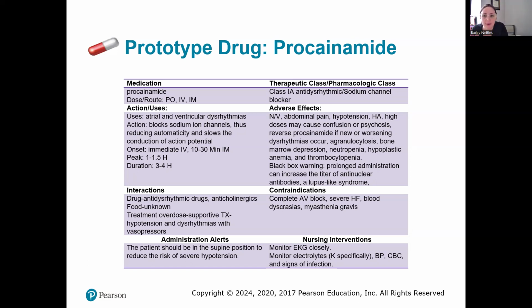All right, common side effects: nausea and vomiting, abdominal pain, hypotension. That's a big one, right? We don't want them to have a crappy heart and be hypotensive. Headache. In high doses, it can cause confusion and psychosis. To me, that's a red flag.